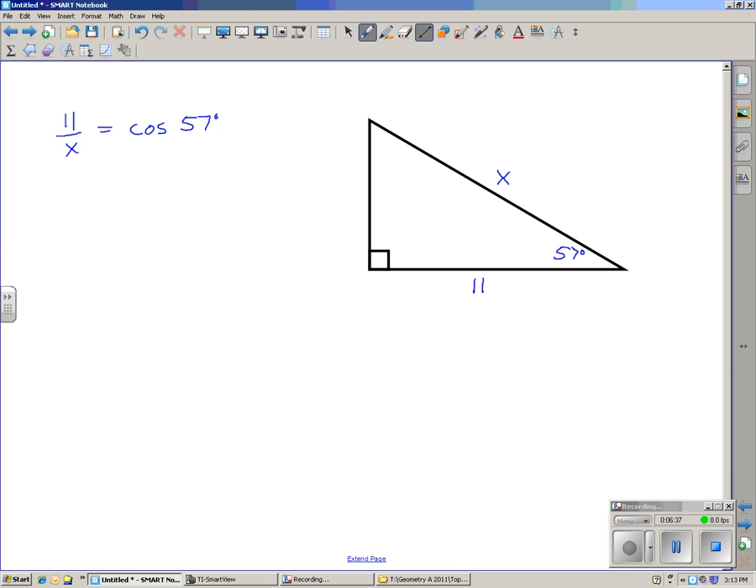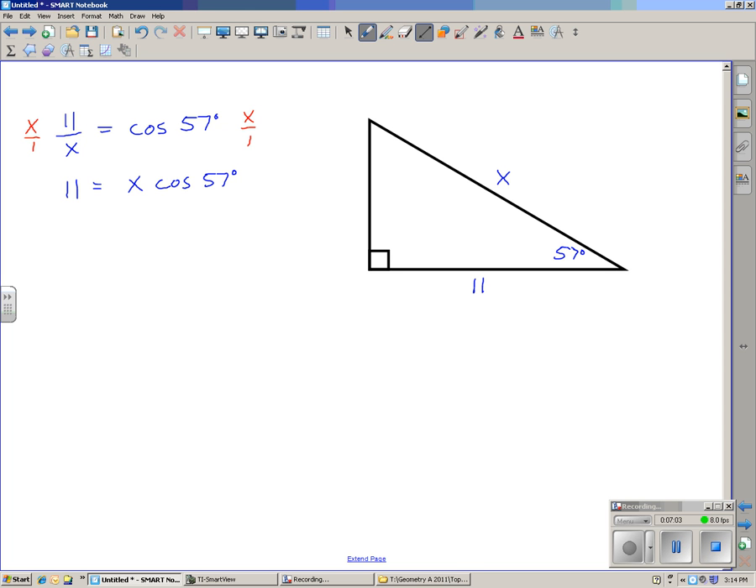And again, I want you to do the algebra first. So I'm going to multiply both sides by x, because first I want to get rid of the fractions. Okay, so I get 11 on this side, and I get x times the cosine of 57. Now this cosine of 57, it's just a number. It's just like the number 3 or 5 or 7.